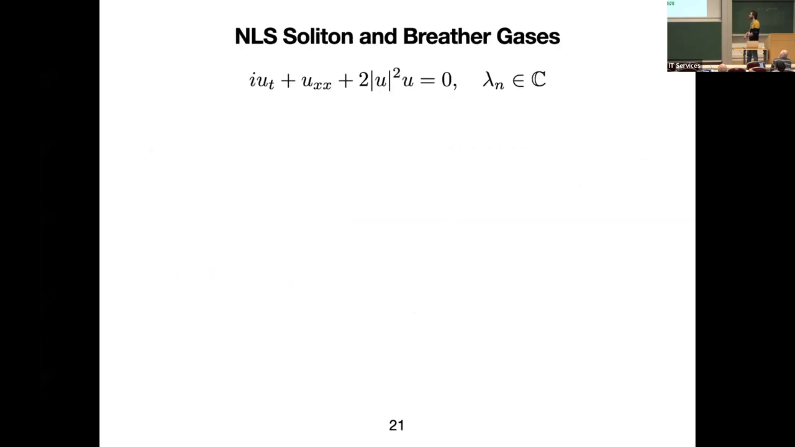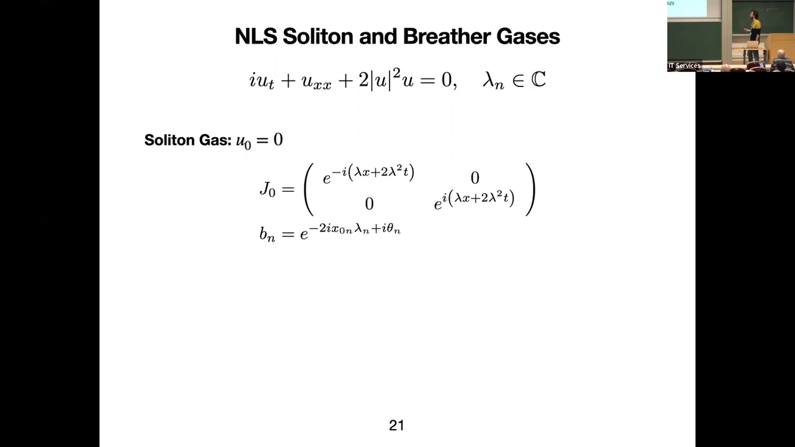Okay. This was all for the KdV. I would say just a few words for the NLS. So for the NLS equation, we can generate both soliton and breather gas. What does that mean? We start from the equation. In this case, we have a complex spectrum. If we start from our seed solution that is zero and we add the scattering data, adding the solitons, we generate a soliton gas.